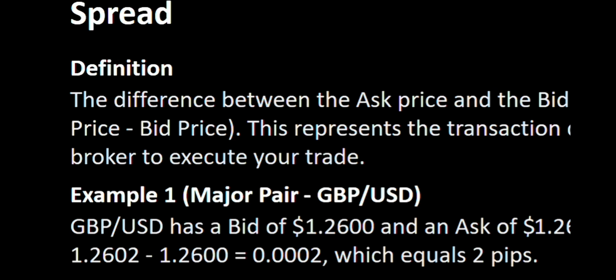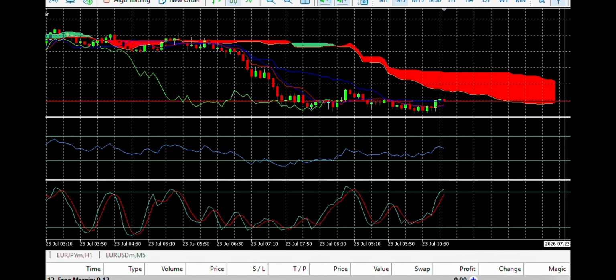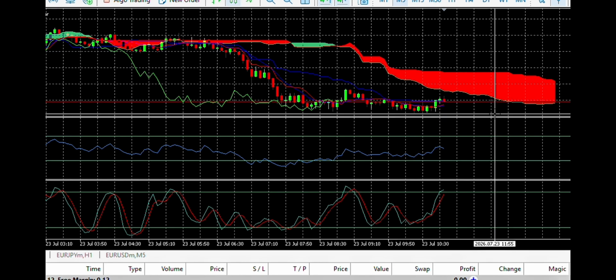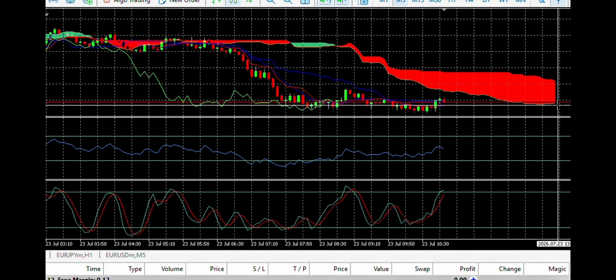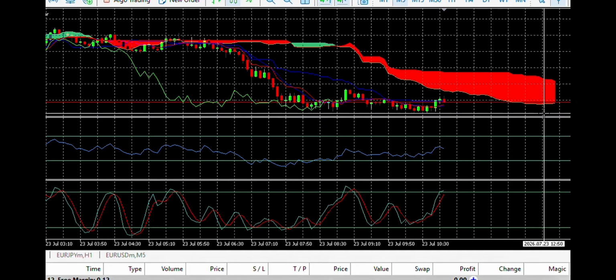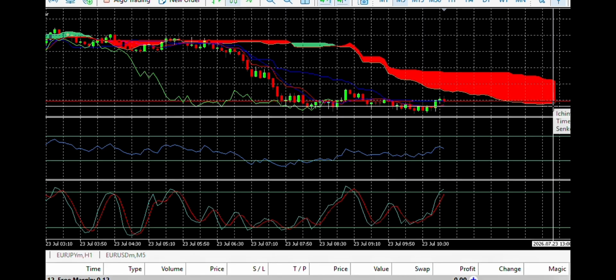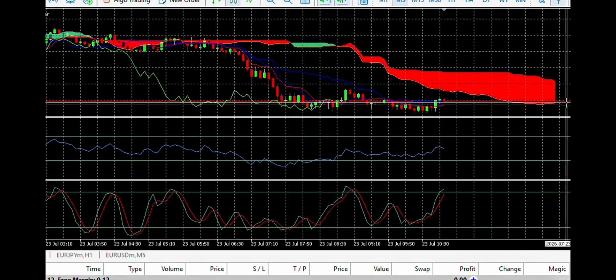Let me show you an example of spread. I think I have something open here. This is my trading account, and because of the time, the spread here is very, very little. Until I enter a trade, you will not know exactly where the spread will be and where it's going to stop. The spread here is very close.